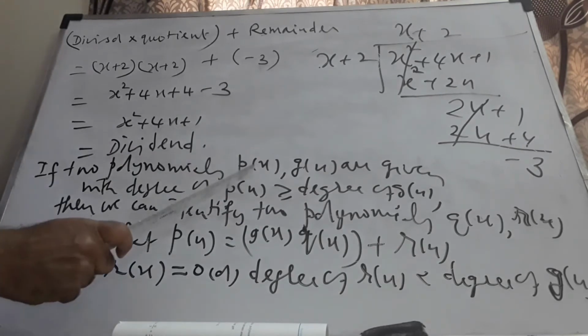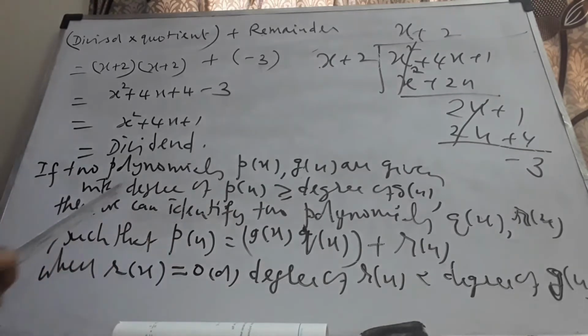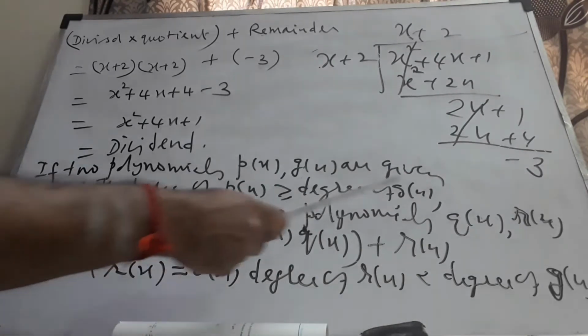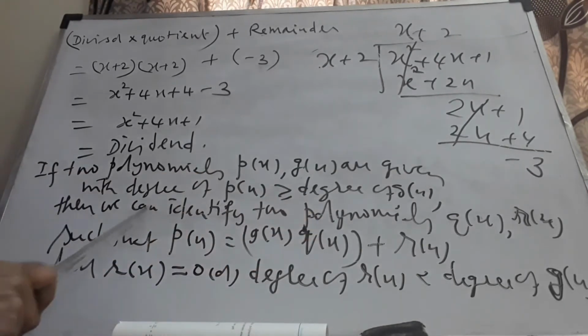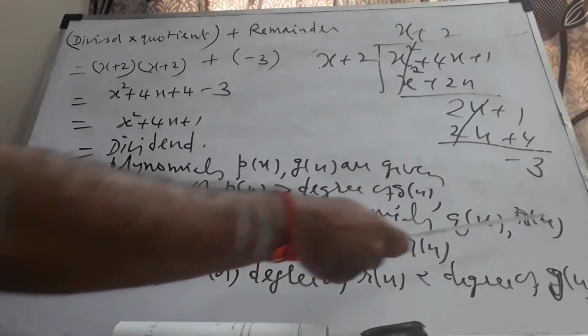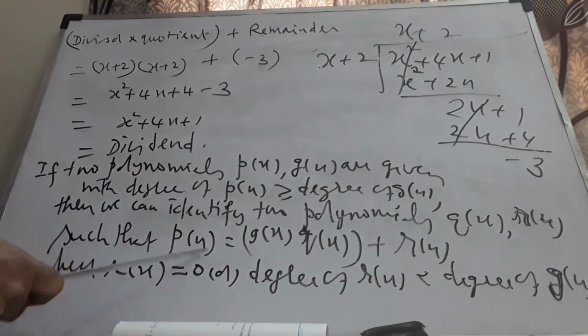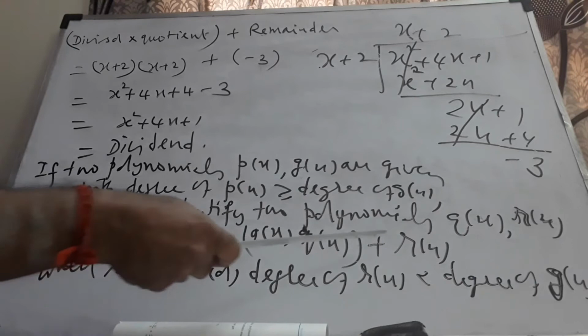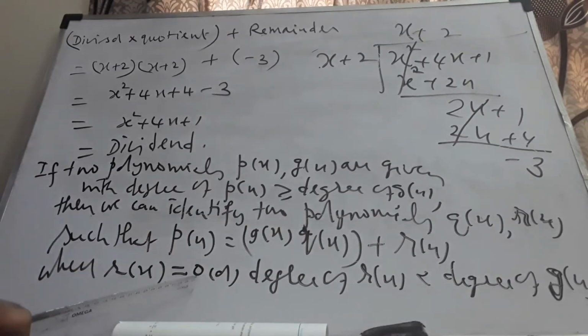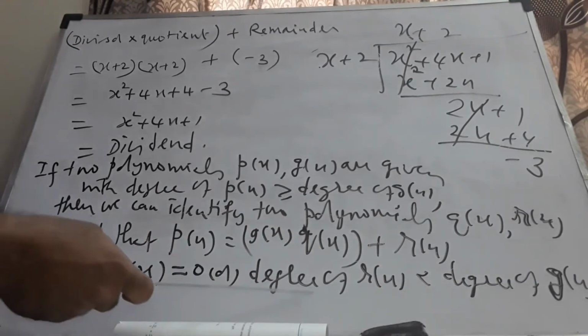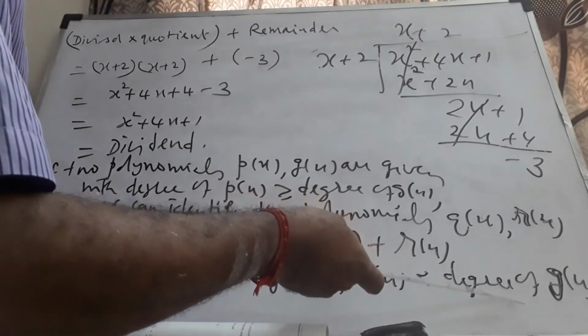If two polynomials p of x, g of x are given with the degree of p of x greater than or equal to degree of g of x, then we can identify two polynomials q of x, r of x such that p of x is equal to g of x into q of x plus r of x, where either r of x is equal to 0 or degree of r of x is less than degree of g of x.